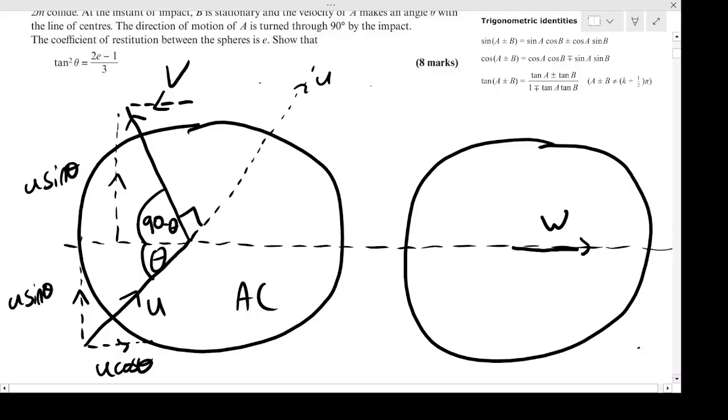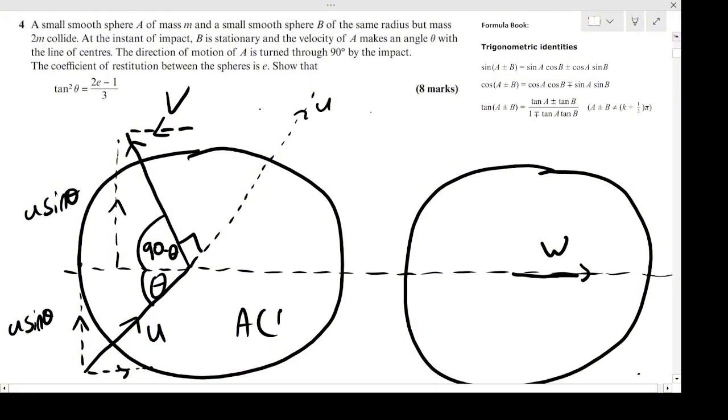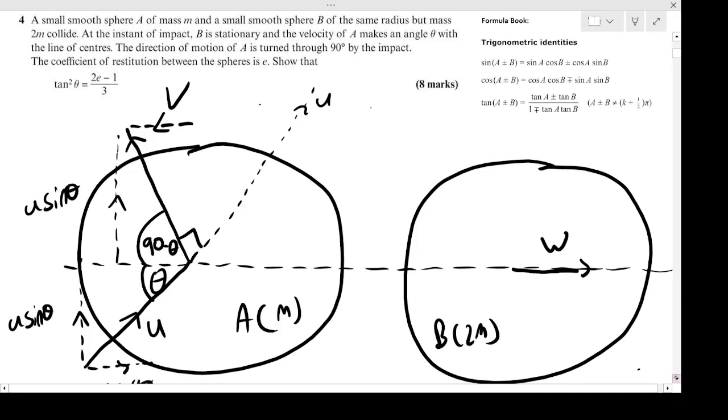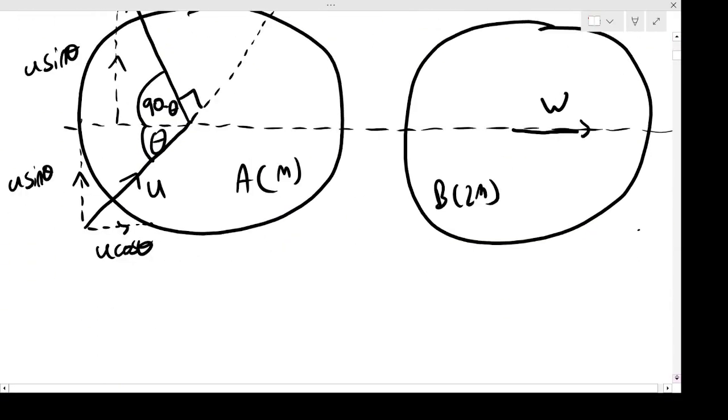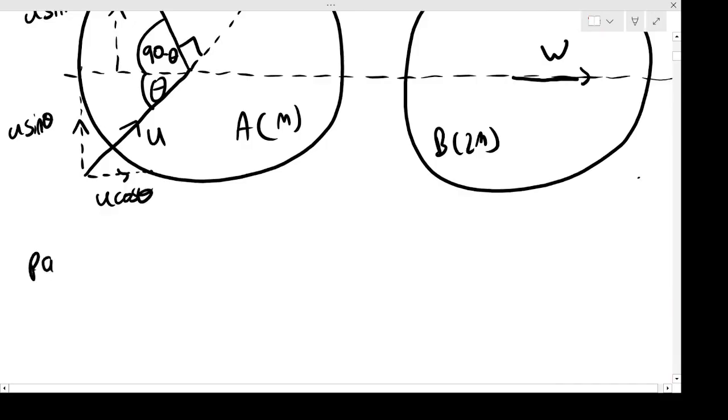Make sure you go step by step if it's a bit confusing. So A, what's the mass for A? It's M. For B, the mass is 2M. And so we're just going to jump to our techniques now. Firstly, we're going to look at the parallel parts, and we're going to transform it into 1D.